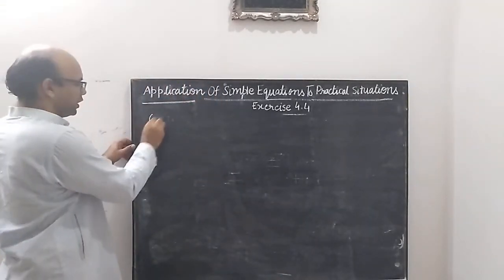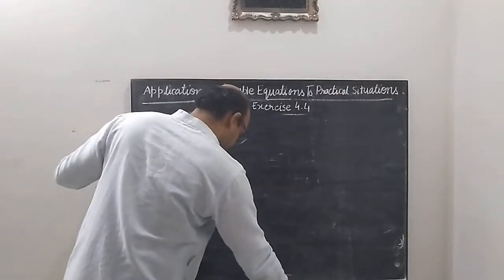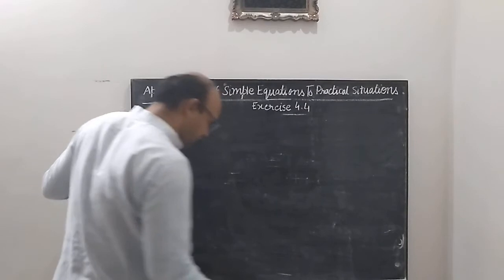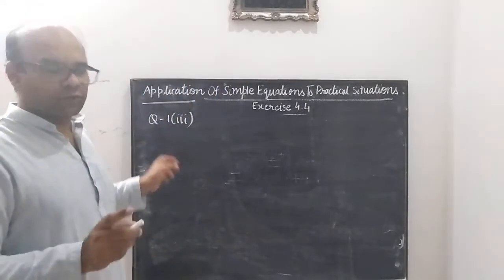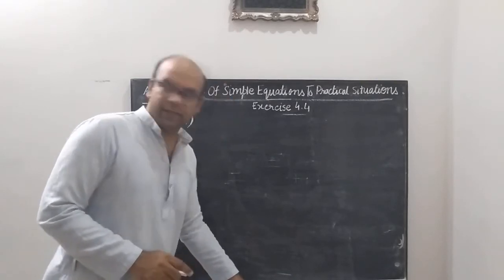So this is question number 1, third part, and what it says is, if I take 3/4 of a number, and add 3 to it, I get 21.